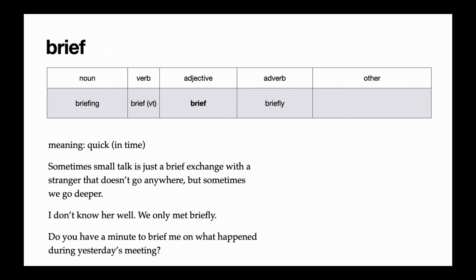In our second example, we use the adverb briefly. I don't know her well. We only met briefly. Our third example shows brief as a verb. It means to tell someone something quickly, to give a summary or a main idea. Do you have a minute to brief me on what happened during yesterday's meeting? So that means tell me quickly. The noun form is briefing, and a briefing is a quick summary.